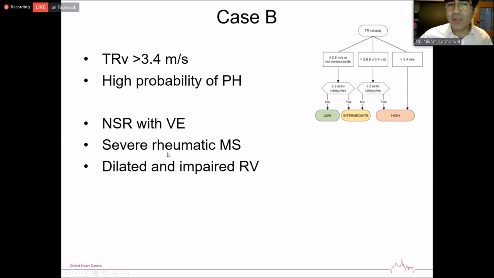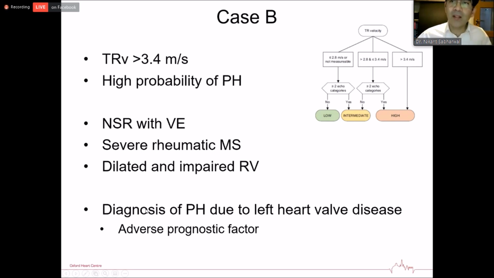And in this patient, we know they've got severe rheumatic mitral stenosis, as well as a dilated and impaired RV. It's this dilated impaired RV, which you know is an adverse prognostic sign. So again, this is another patient who's got a PH diagnosis. It's a high probability, that's clear. And this is due to left heart valve disease. And given the impaired and dilated RV, we know straight away that's an adverse prognostic factor, and this patient needs to move on to urgent mitral valve surgery. So hopefully these 2 cases are very straightforward.